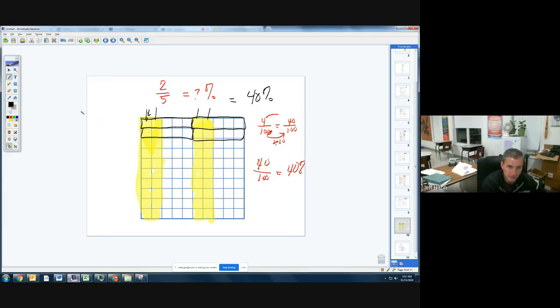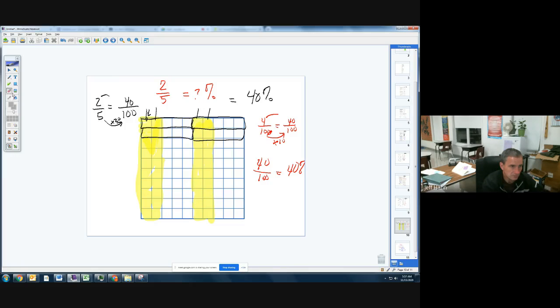Okay. Now, if I could have changed 2/5 so that it had 100 on the bottom of the fraction, making equal fractions, what would I multiply 5 by to get 100? I could multiply it by 20, and guess what my top would be? 40. I can tell you're very excited about that.